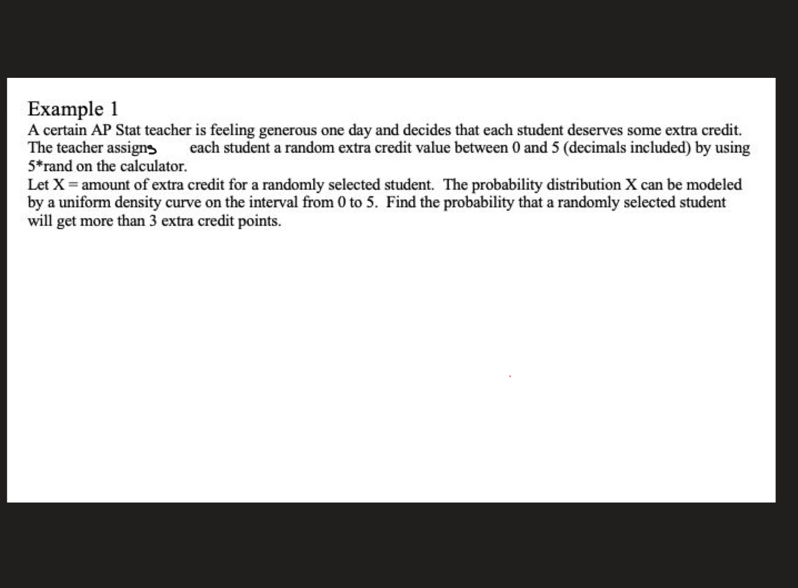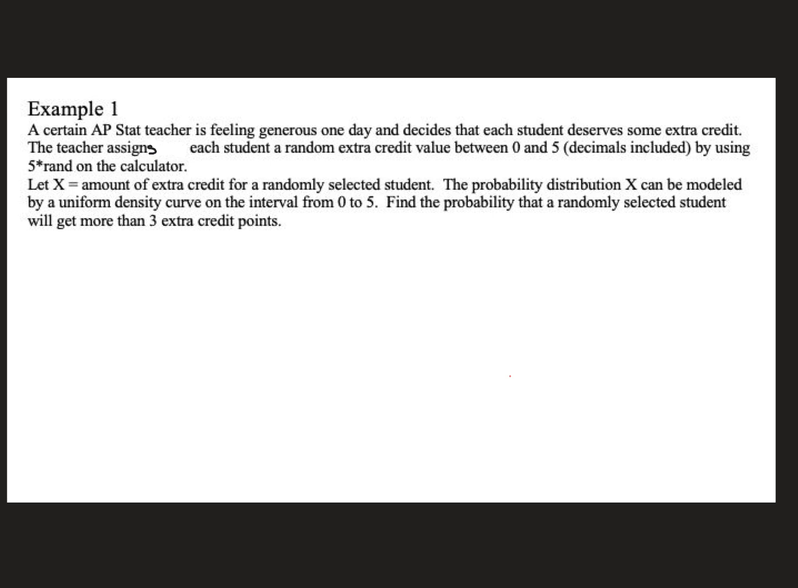A certain AP Stat teacher is feeling generous one day and decides that each student deserves some extra credit. The teacher assigns each student a random extra credit value between 0 to 5, decimals included, by using the random generator on the calculator.